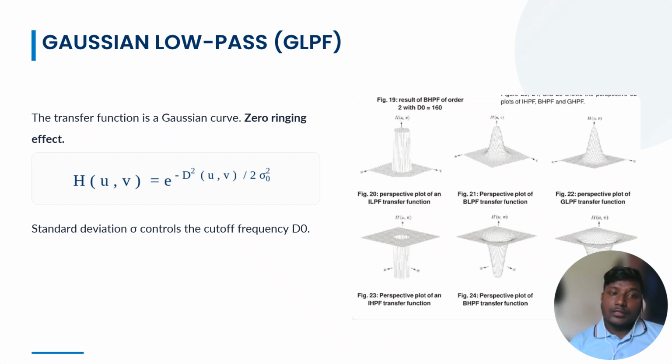The next topic is the Gaussian filter. It is the gold standard for smoothing because its transfer function is a Gaussian curve. It provides zero ringing effect. It results in the most natural looking blur and is widely used in professional image editing software.